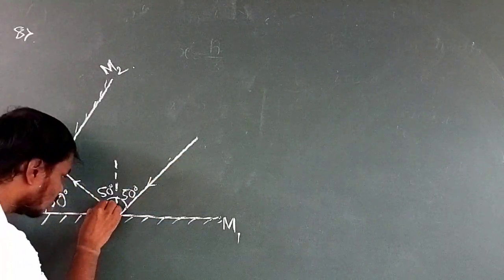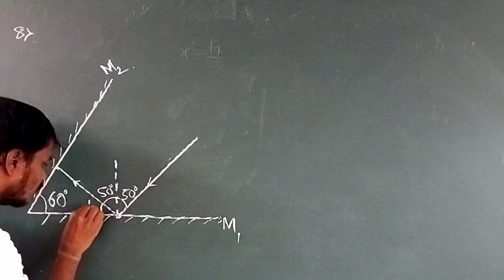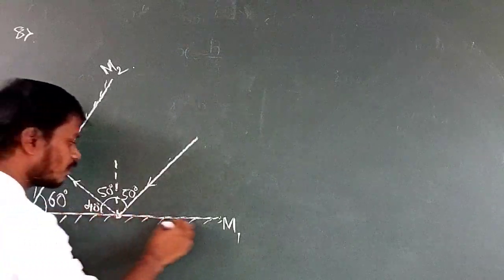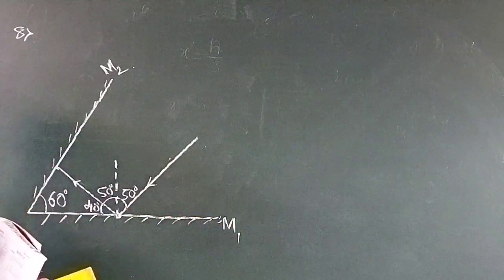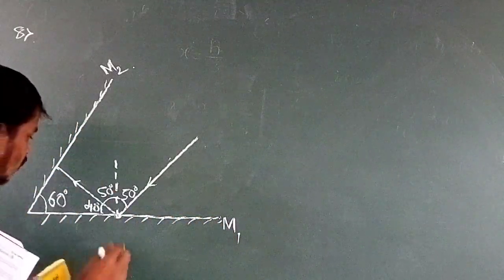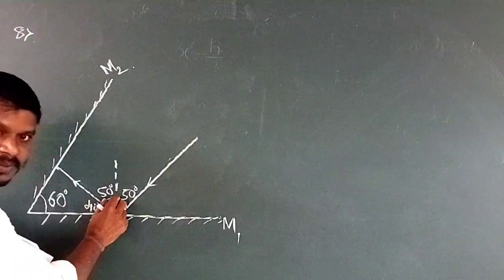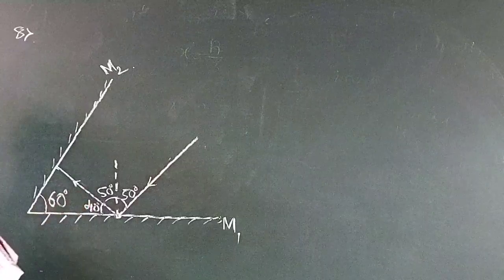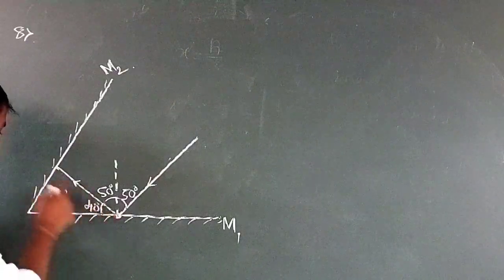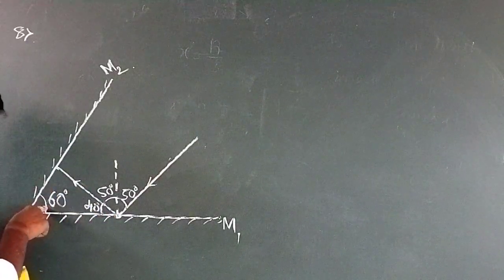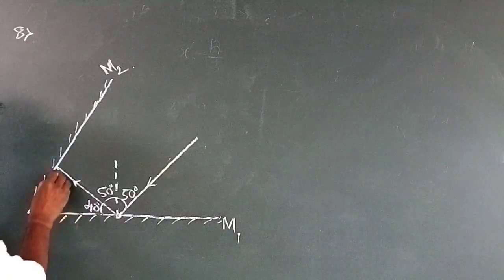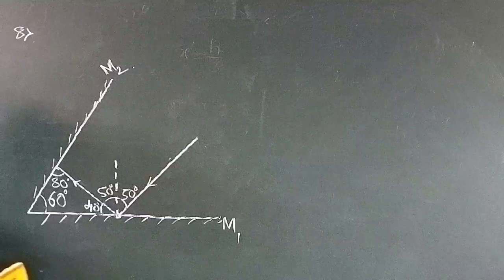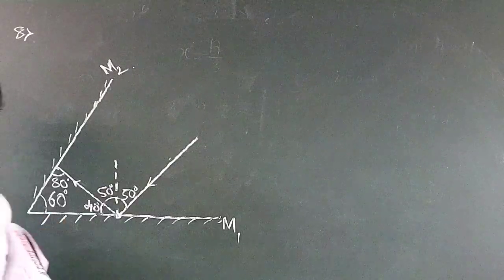What about this angle? This angle is 40, because the angle between the normal and the reflecting surface is how much? That is 90 degree. The total angle is 90 degree. So here one angle is 50 degree, which means the remaining angle is 40 degree. Then in this triangle, this angle is 60, this angle is 40, then this angle must be 80. This angle must be 80 because what is the total angle in the triangle?